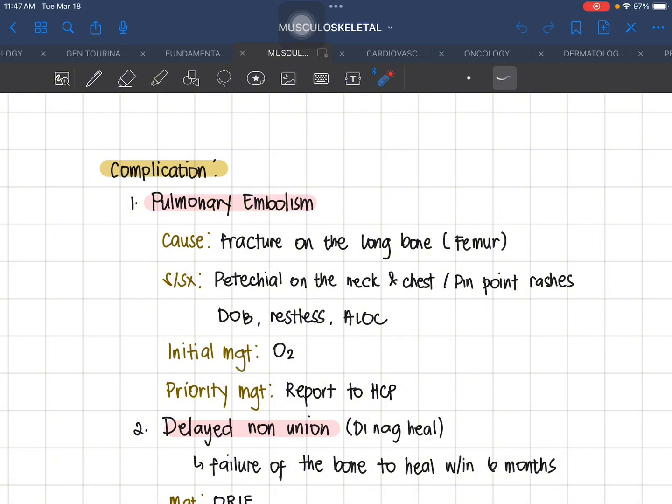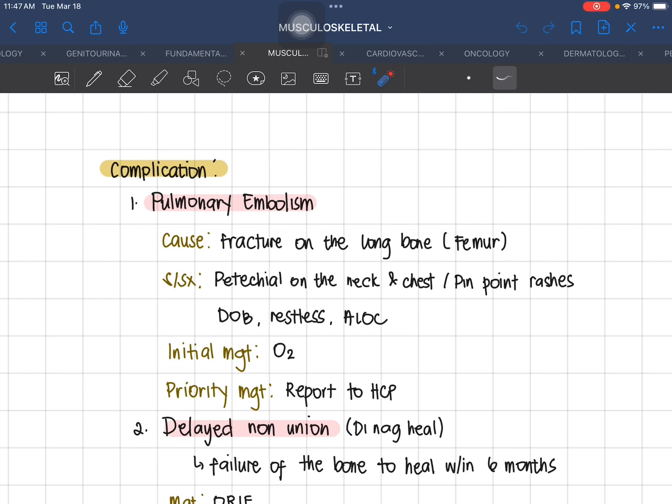Pero hindi lang basta-basta fracture, ha? Specifically sa long bone, sa femur. So, in signs and symptoms, of course, the petechial on the neck and chest o ang tinatawag din na pinpoint rashes sa neck and sa chest. Ibig sabihin nun na apektado na yung lungs mo. May possible na nakakuha ka na ng complication na may pulmonary embolism ka na.